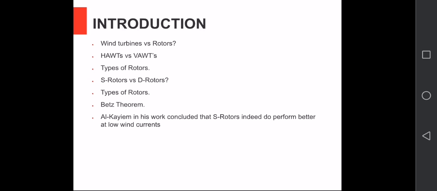Introduction: wind turbines versus wind rotors. As you already know, a wind turbine is the collective physical system in which a rotor rotates. The wind turbine is the whole thing in which the rotor is encased, and the rotors rotate and convert rotational energy into electrical energy via a generator.